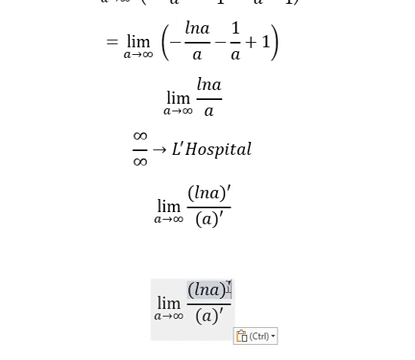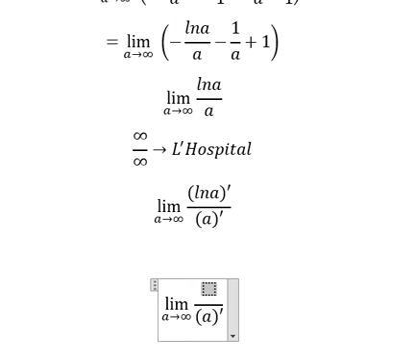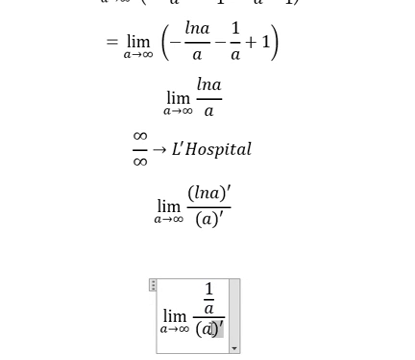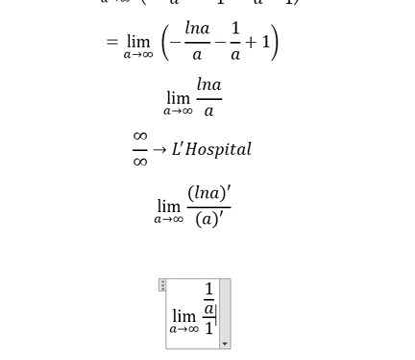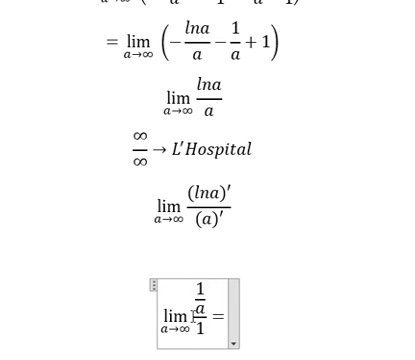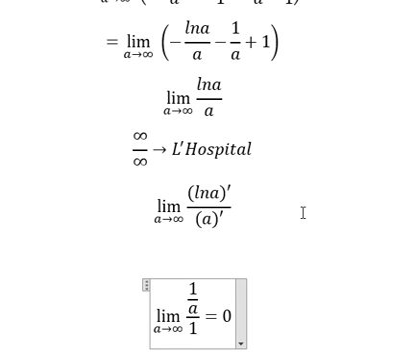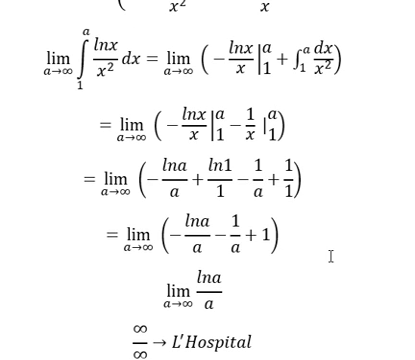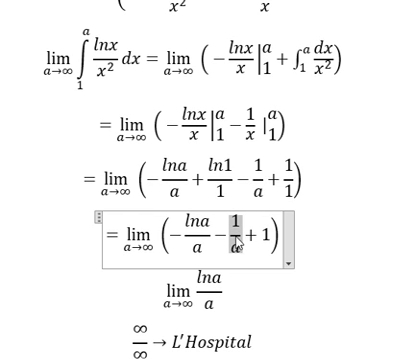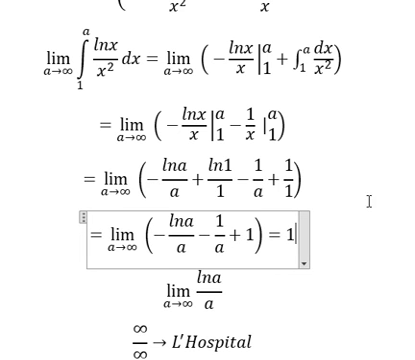So this one we have 1 over a. This one we have number 1. So when a approaches positive infinity, 1 over a will go to number 0. Now similar for this one, 1 over a will go to number 0. And the final answer in here, that is number 1.